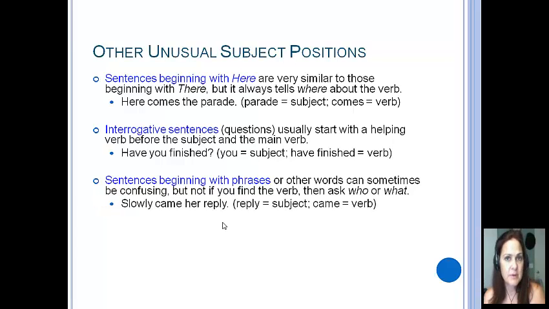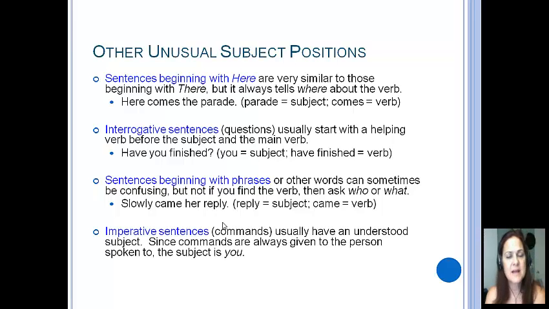Slowly came her reply. Well, my extra word that's starting this sentence is slowly. So I look and I say, what is my verb? Well, my verb is came. What came? Reply. So then I know that reply is my subject and came is my verb, even though this sentence begins with that extra word slowly.